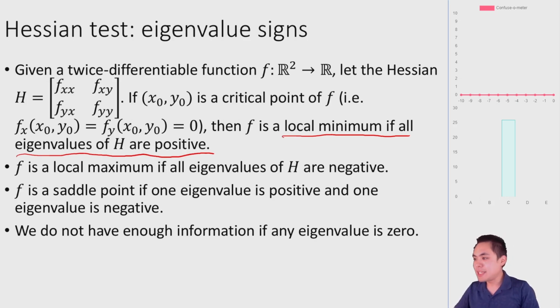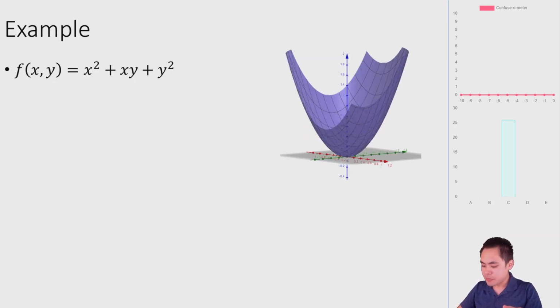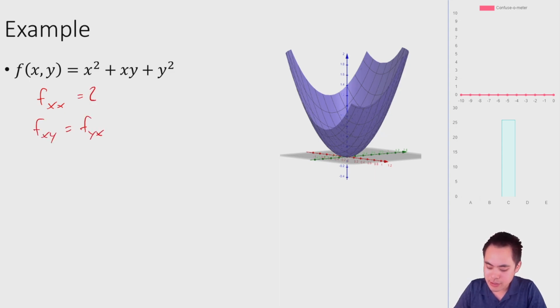So let's go back and see our previous examples. This is what we graphed a moment ago in the visualization software: f(x,y) = x squared plus xy plus y squared. Of course, as we said there, f_xx is equal to 2, f_xy is equal to f_yx is equal to 1, and f_yy is equal to 2. So this gives us a Hessian matrix equal to [2, 1; 1, 2].